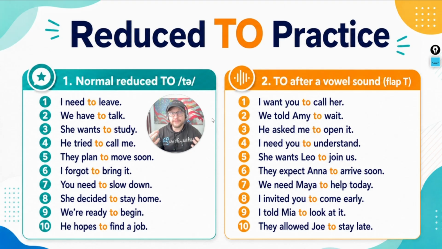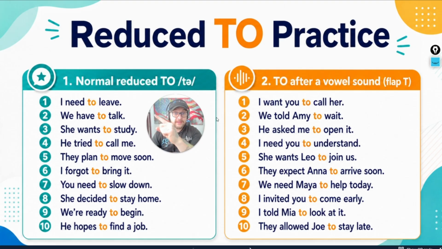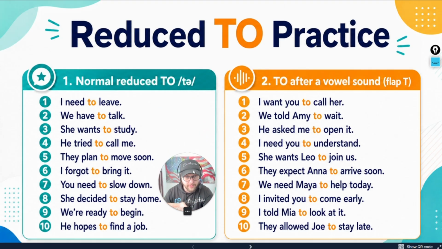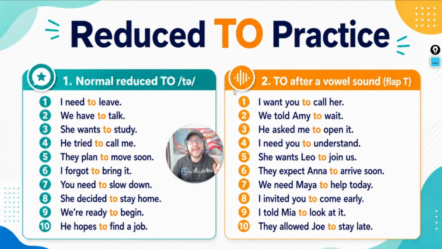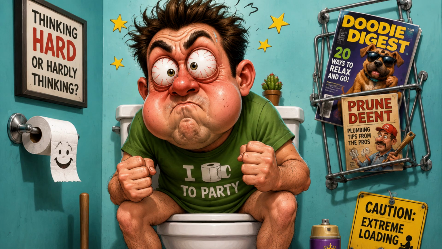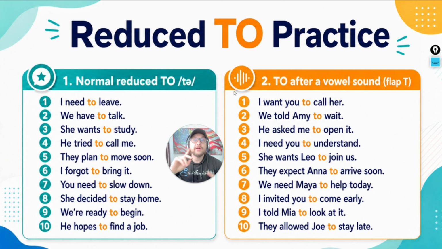I need to leave. So I'm going to read down this list. All right. So I'm going to be reading down all of these sentences here. Just listen to the sentence and repeat after me wherever you are. In your bathroom, on the toilet, in the shower. It doesn't matter. Wherever you are, listen to the sentence. Pause the video if you need to and repeat the sound. All right. Listen specifically to the preposition "to," which is "ta."